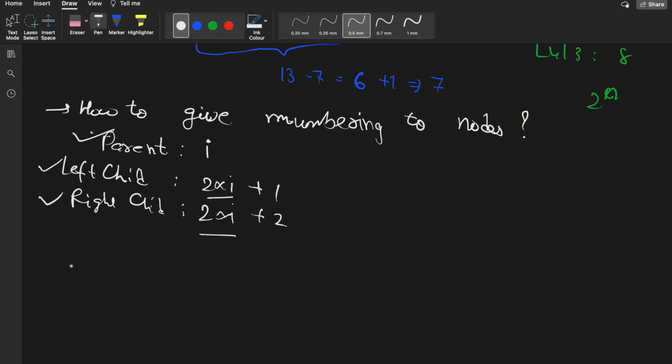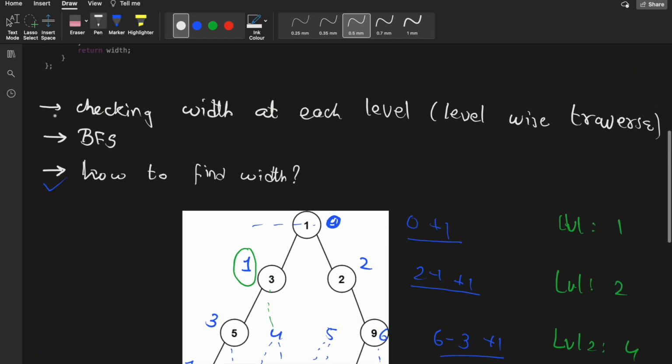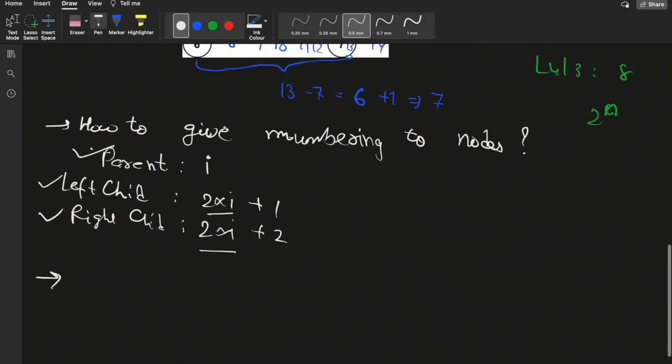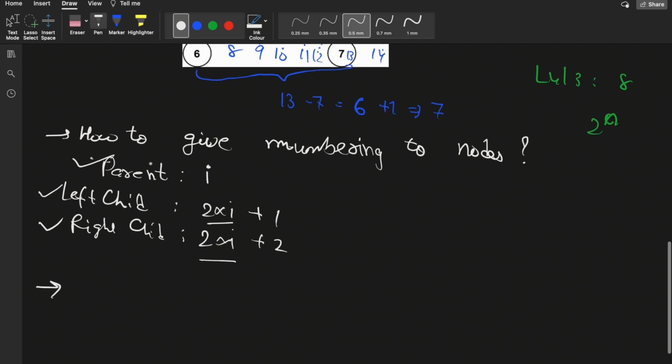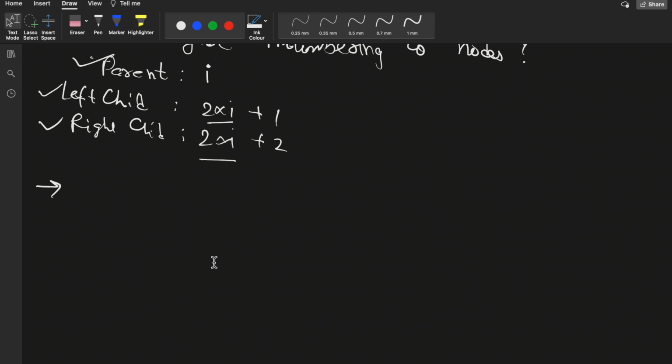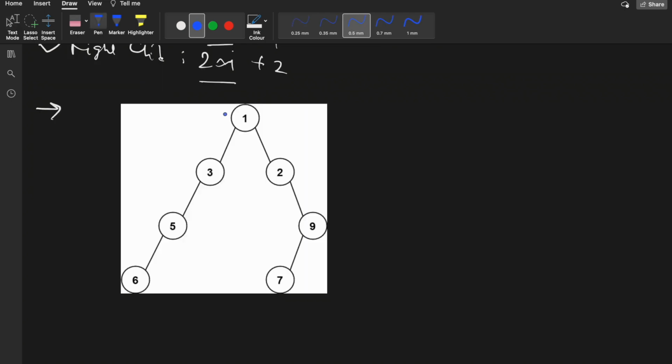So till now we have cleared how to find the width. For that we are giving the numbering, and from this parent I we can give the numbering like this. Clear till here? Now let's give the numbering starting from 0. So this is 0, so 2 into 0 plus 1 would be 1, and here 2 into 0 plus 2 would be 2. Now here this is 1 and this is 2.